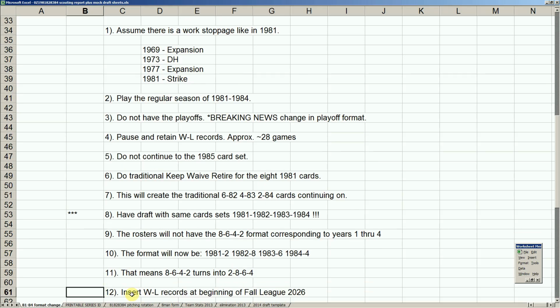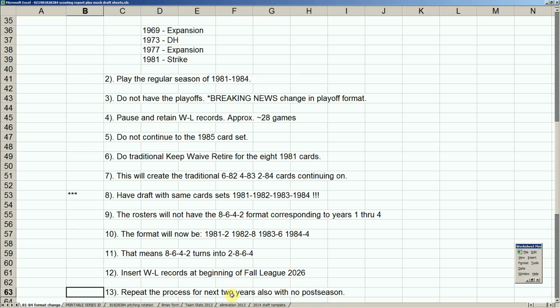Okay. Then, same thing. You insert the one-loss records at the beginning of the fall league. Not the stats, just the one-loss record. So you're going to continue to add wins and losses to franchises. And then repeat the process for the next 2 years, also with no postseason or an exhibition postseason. This is more about not really caring too much about a World Series and playoffs and all that stuff.